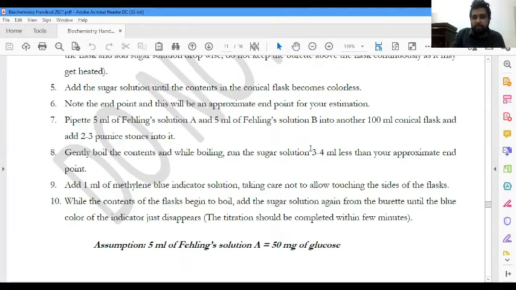While boiling, run the sugar solution to 3 to 4 milliliters less than your approximate endpoint. After that, you have to add 1 milliliter of methylene blue indicator solution, taking care not to allow it to touch the sides of the flask. While the contents of the flask begin to boil, add sugar solution again from the burette until the blue color of the indicator just disappears. The titration should be completed within a few minutes.